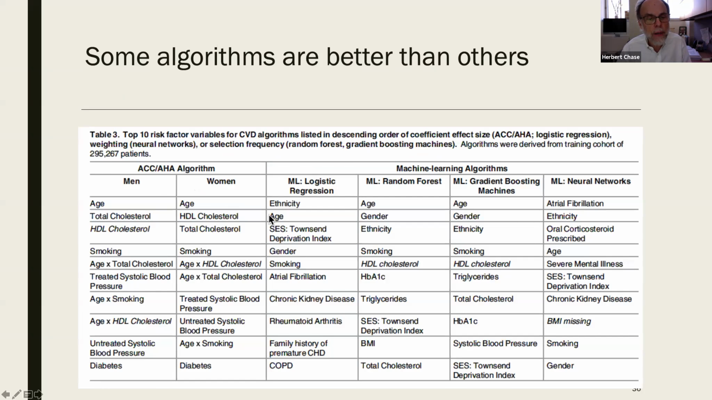They've got it divided in two sides. They've got the American Heart Association, like the Framingham. You put in your smoking and cholesterol, et cetera, et cetera. And here are the major attributes that build the model. And there are 4 different machine learning algorithms. And they differ.